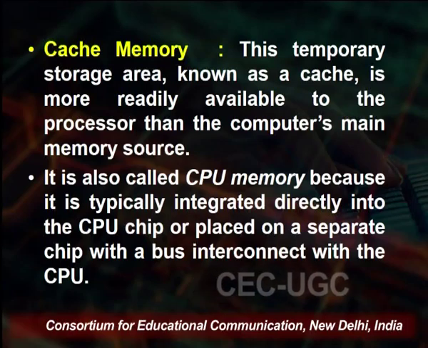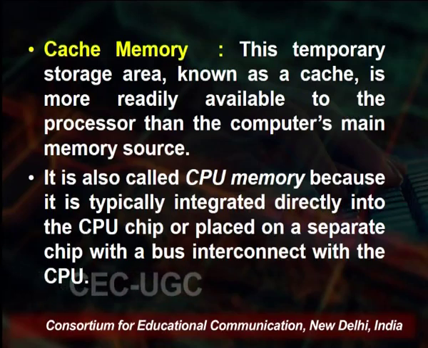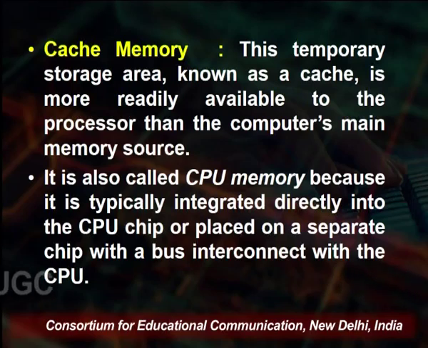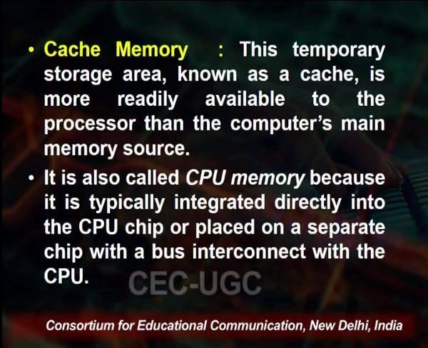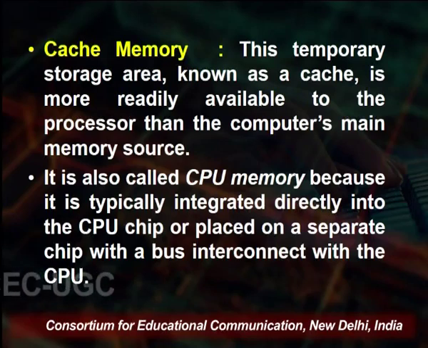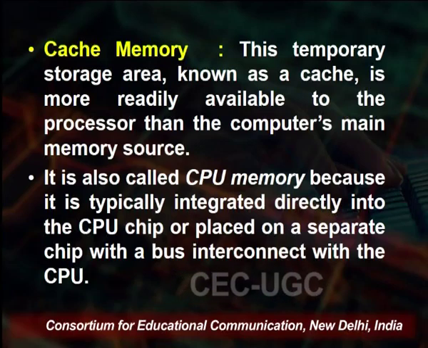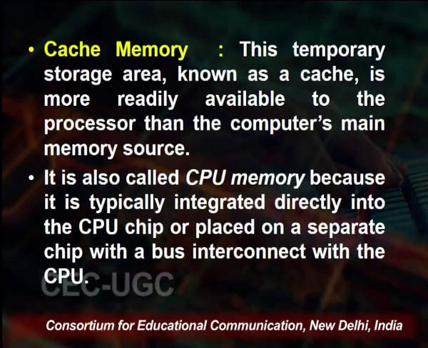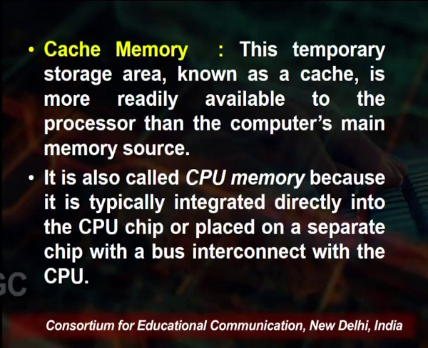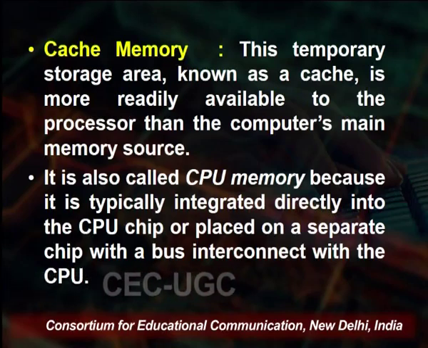Another type of device is the cache. This is also a temporary storage area, known as the cache, and it is more readily available to the processor when we talk about the computer's main memory system. This is the cache memory, and it is called the CPU memory because it is typically integrated directly into the CPU chip. You see that all the data is going to the cache. Sometimes we just clear the cache and clear the access files there. We have all the information about the access files. So with the CPU, we can place a separate chip with the bus interconnected with the CPU, that will be in the form of cache memory.